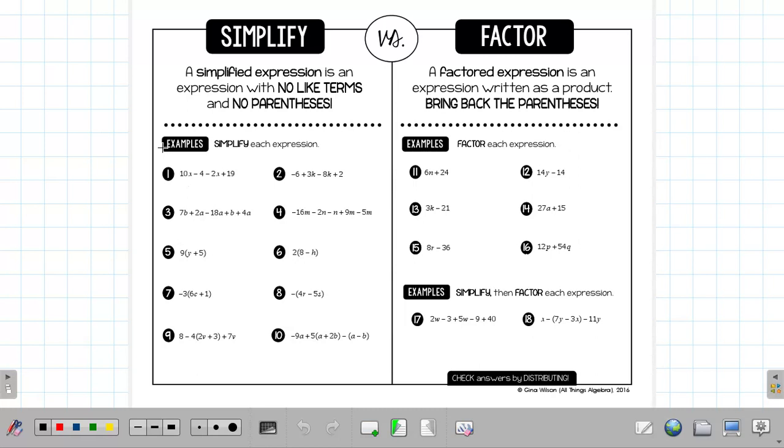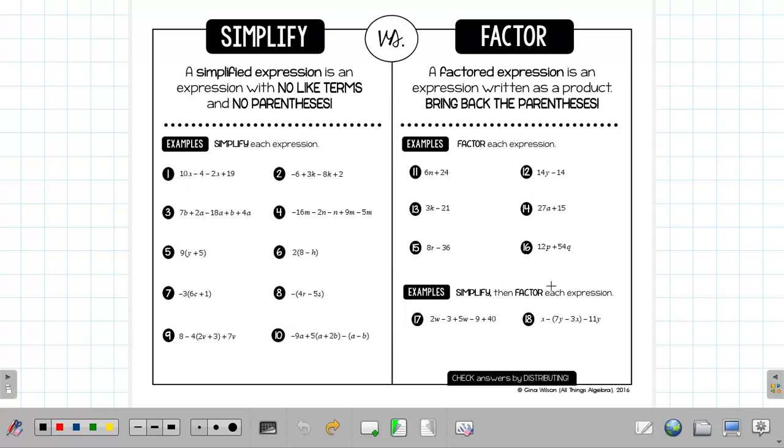Try to simplify. So it says simplify versus factor. Simplify all the expressions over here. Make sure you can get the right answers, because I'm going to go over these here in just a second. And then practice with factoring. So in this case, examples 11 through 16, you're factoring out. So doing the same thing we did on the first examples in this section.